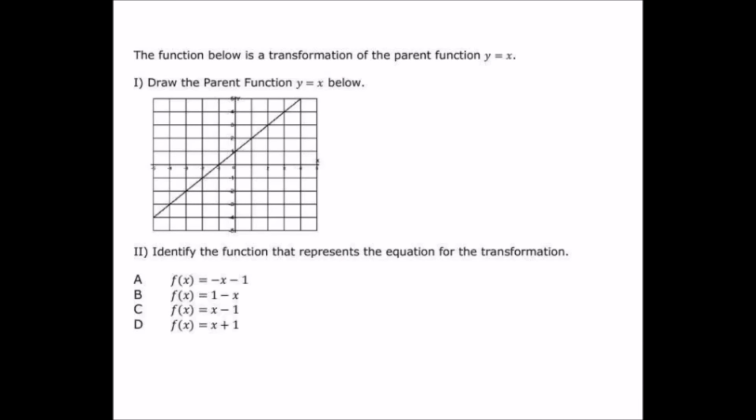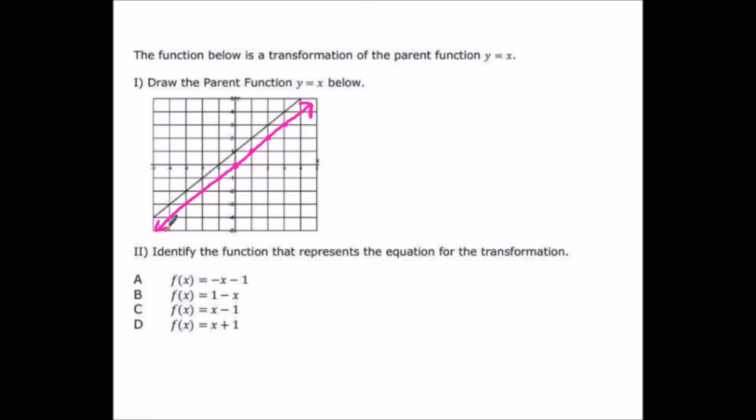Okay, the function below is a transformation of the parent function, y equals x. Draw the parent function first. So let's go ahead and draw the parent function. If we remember, the parent function always starts at the origin, and for y equals x, always has a slope of 1. So I'm going to go up 1 over 1, up 1 over 1, up 1. You can go down 1, back 1, down 1, back 1, and so forth. And so if you connect your dots, you have your parent function.